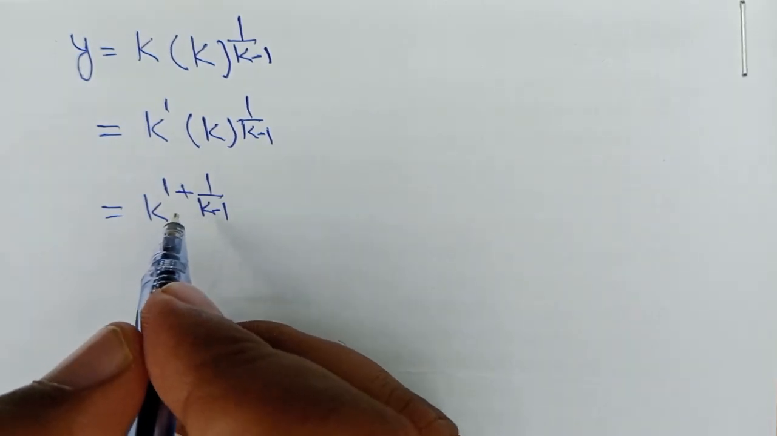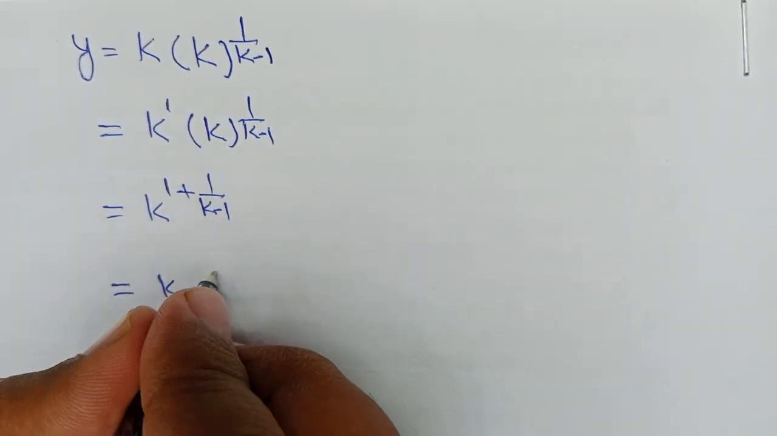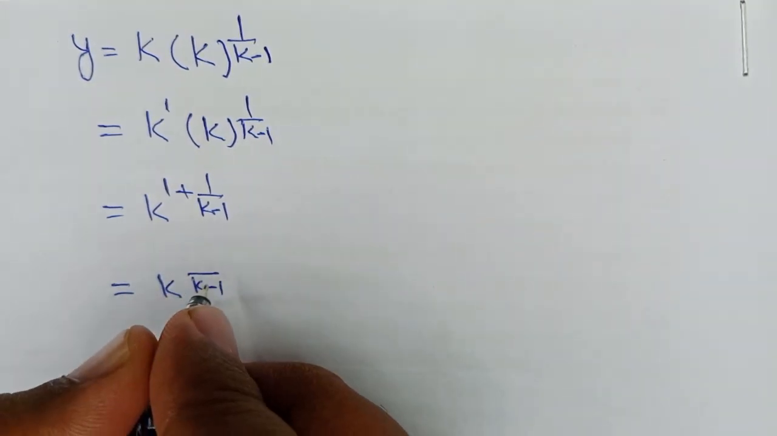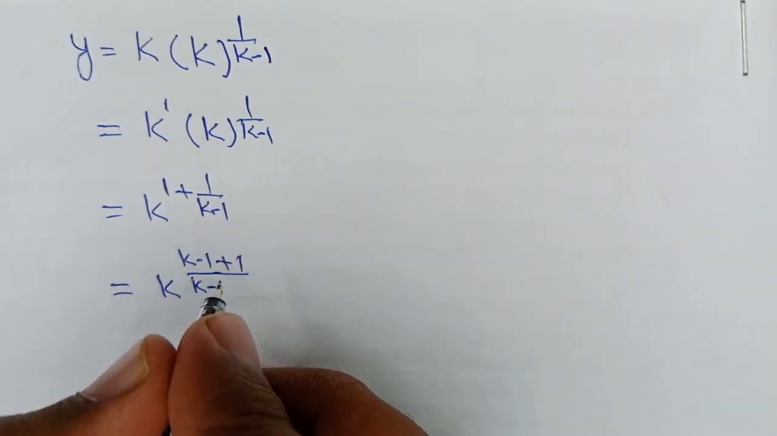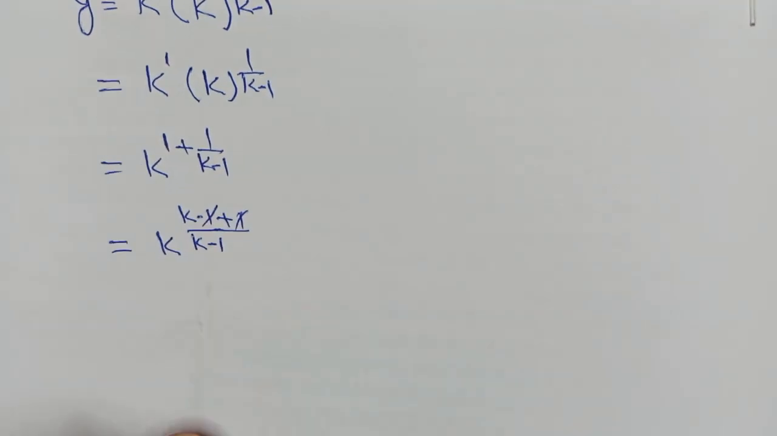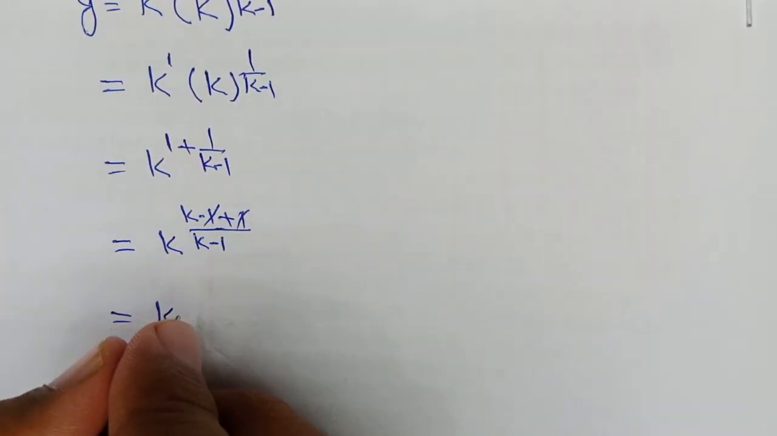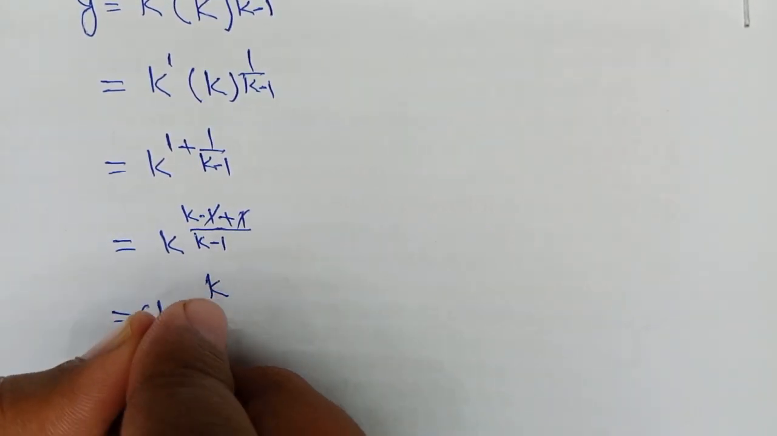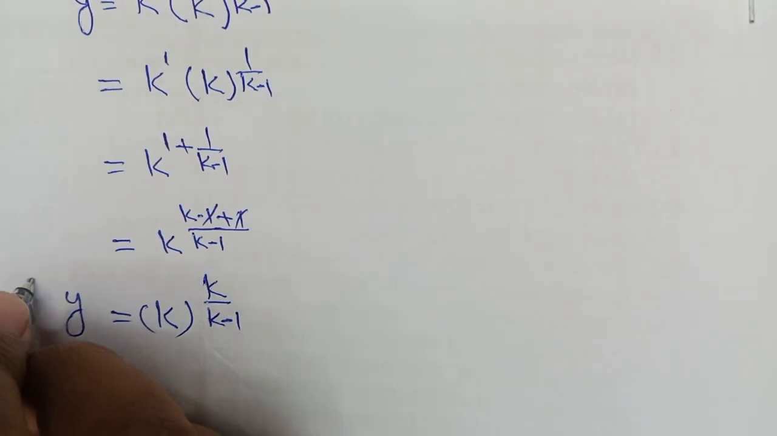Here we will take the LCM of the power. So it will look like k power (k minus 1 and the plus 1) over k minus 1. Here minus 1 and plus 1 will cancel out. So finally we have the value of y: k whole power k over k minus 1. So this is the value of y.